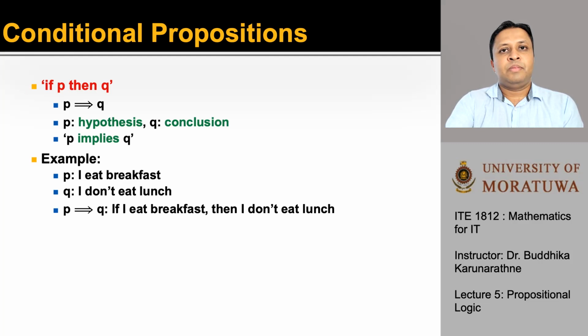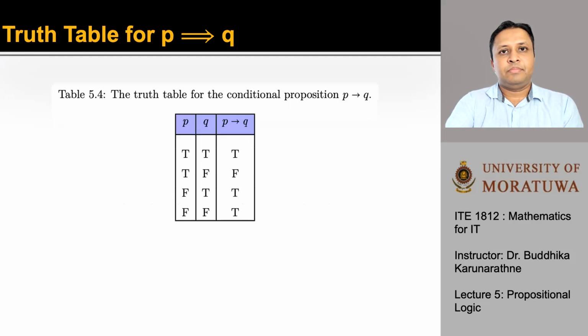Take an example. P is a proposition, I eat breakfast. Q is a proposition, I don't eat lunch. P implies Q means if I eat breakfast, then I don't eat lunch. So let's take a look at the truth table for the conditional proposition P implies Q. Pay attention to the resultant truth values for P implies Q.